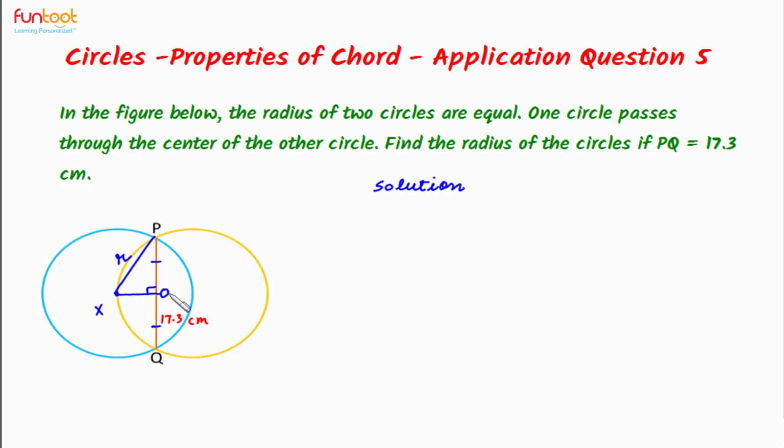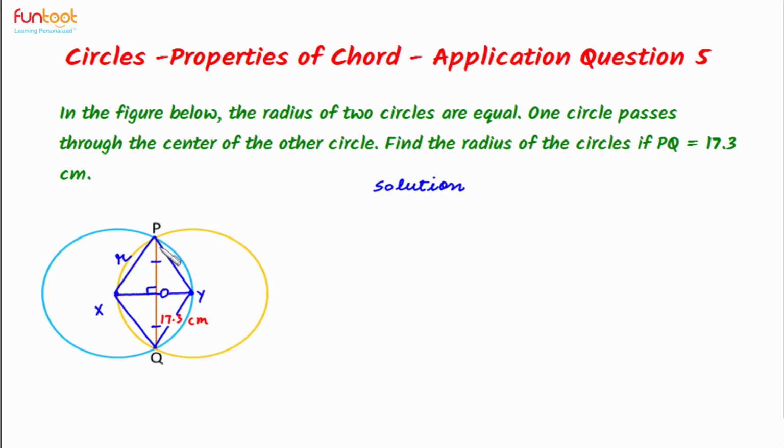Now if we extend XO, this will pass through the center Y of the yellow circle. As XO is the perpendicular bisector of the chord PQ and PQ is the common chord, its perpendicular bisector will always pass through the center. So point Y will be the center of the yellow circle. Now we can join X to Q, Q to Y and Y to P to complete the quadrilateral.